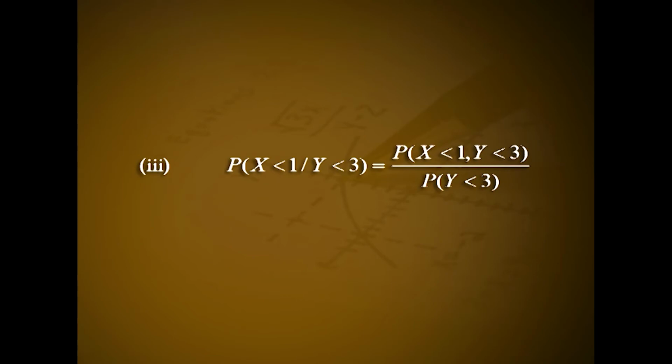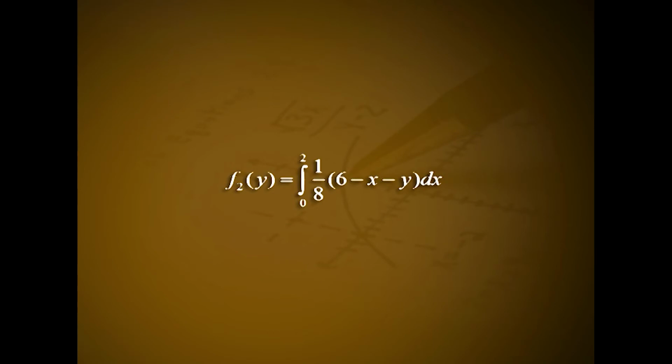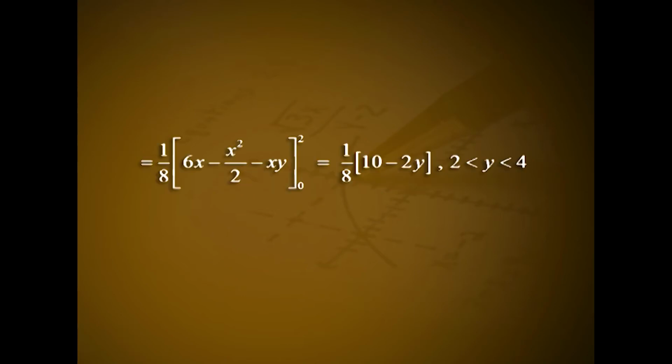3. P(x < 1 given y < 3) is P(x < 1, y < 3) divided by P(y < 3). f2(y) equals the integral from 0 to 2 of 1/8 (6 − x − y) dx. That is 1/8 times [6x − x²/2 − xy] over the limit from 0 to 2. That is 1/8 times (10 − 2y) for 2 < y < 4.